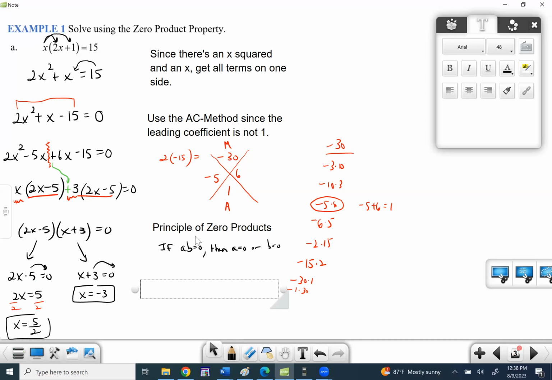Now, something to note, the number of answers that you get should match the highest exponent. I'm going to write that here if you include multiplicity, okay? So the number of solutions, including multiplicity, we'll talk about that later, multiplicity, should match the highest exponent.